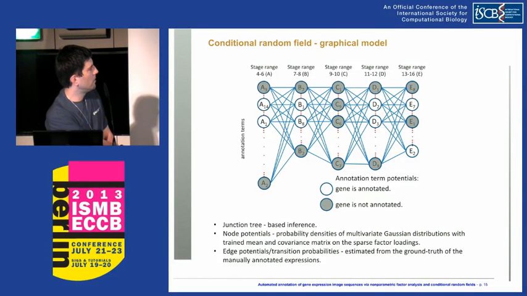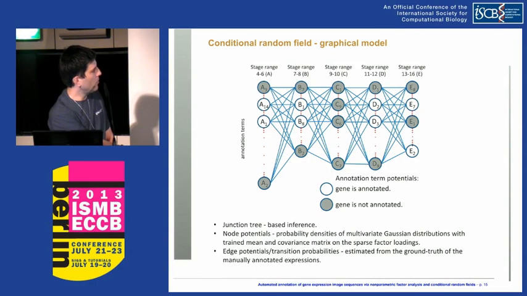The node potentials for every single node in this framework were represented by probability densities of multivariate Gaussian distributions on the sparse vector loadings. Similar to an SVM, where you would train your SVM on your sparse vector loadings, here we use the same factor loadings, but then we computed densities of multivariate Gaussian distributions. So these were the node potentials, and the edge potentials were computed rather simply by doing counts. For example, I would ask how many genes are being annotated by this annotation term, and how many genes are being annotated by this new annotation term here, and then do a ratio, a proportion of the entire number of genes. This is how we get all these blue and red annotations.